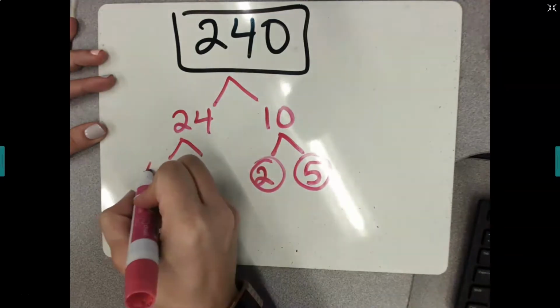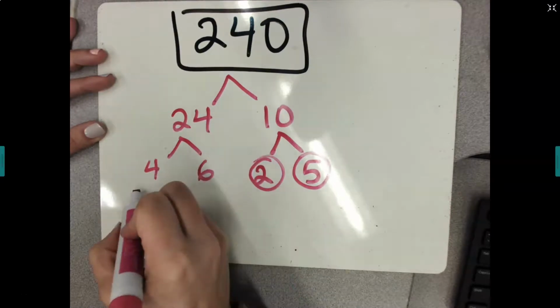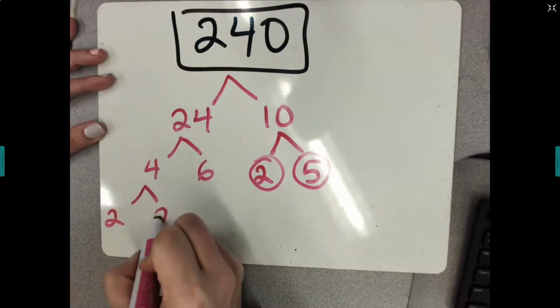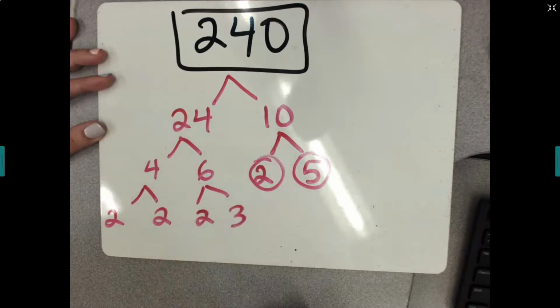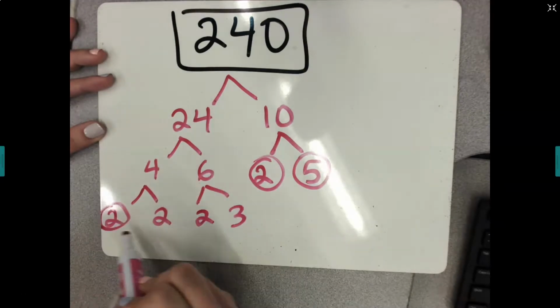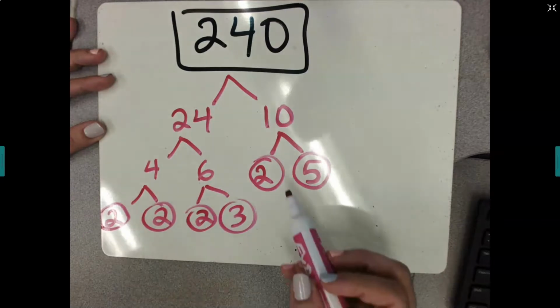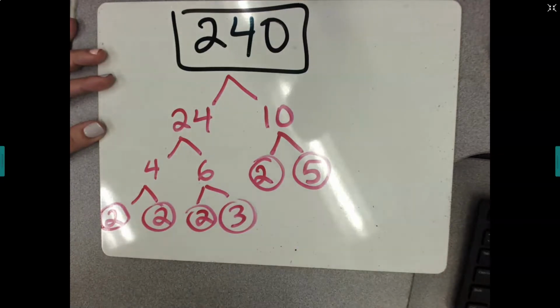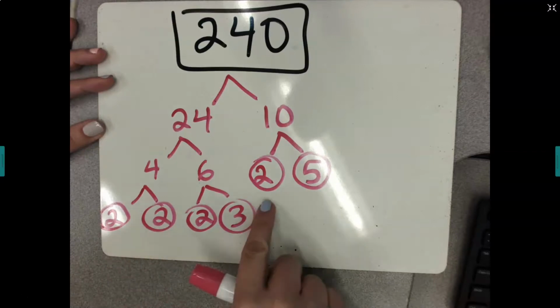Over here, I could write 4 times 6, 3 times 8, 2 times 12. Doesn't matter. Okay? And then I just keep going until I have all prime factors here. So 4 and 6 were not prime, so I kept going. Now, these factors are prime. Okay, so let's see what we've got here. We've got a lot more numbers this time. So I have 2, 2, 2, 3, 2, 5.